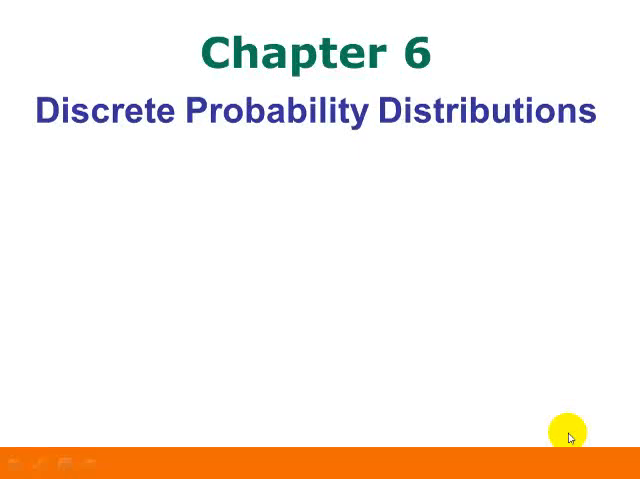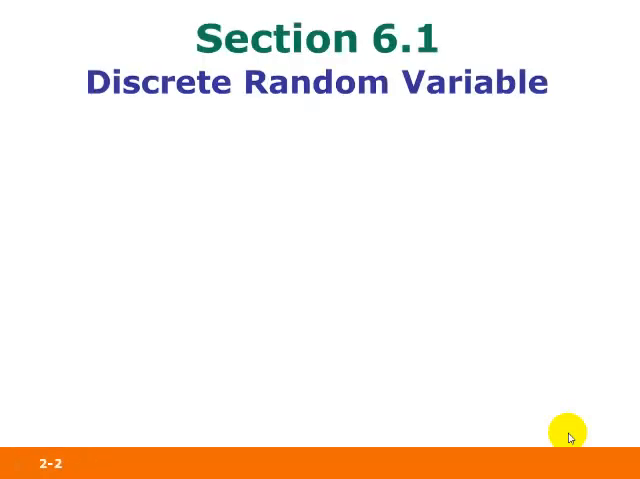This is the video for Chapter 6, Sections 6.1 and 6.2 about discrete probability distributions. The first section in this chapter is about discrete random variables.